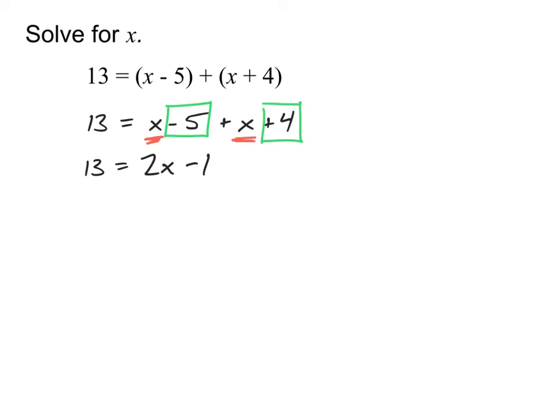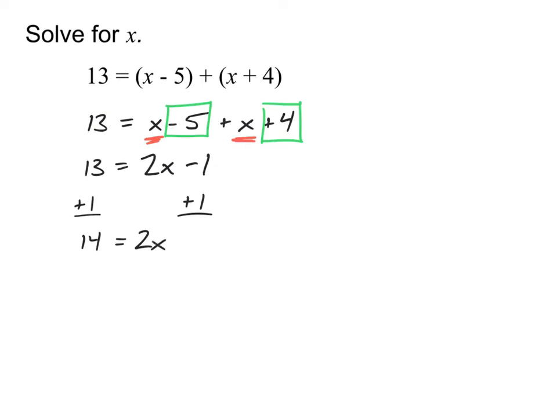And so now I've combined the like terms, and our solving process is the same as it always is, which is get rid of the addition or subtraction on the side where the x is. So I'm going to get rid of that -1 by adding 1 to both sides. When we do that, we end up with 14 equals 2x.